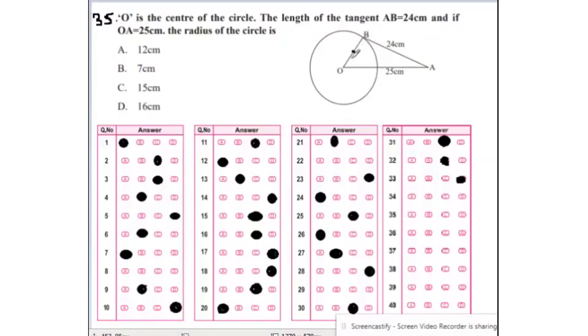Already we discussed this Pythagoras triad in the 30th question. If it is 25, 24, obviously this one will be 7 centimeters. It is a right angle triangle because the tangent and radius are perpendicular to each other. So the correct option for this question is 7, and I am going to circle option B for the 35th question.